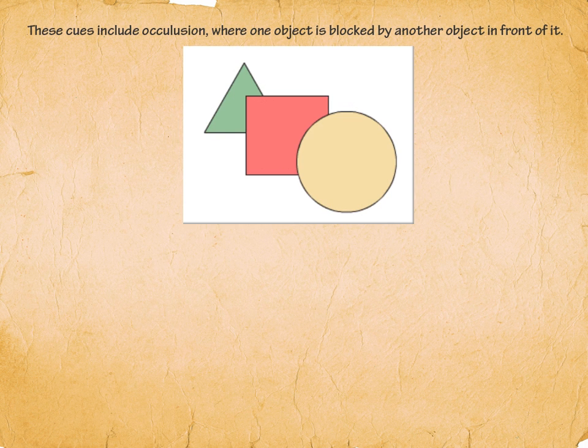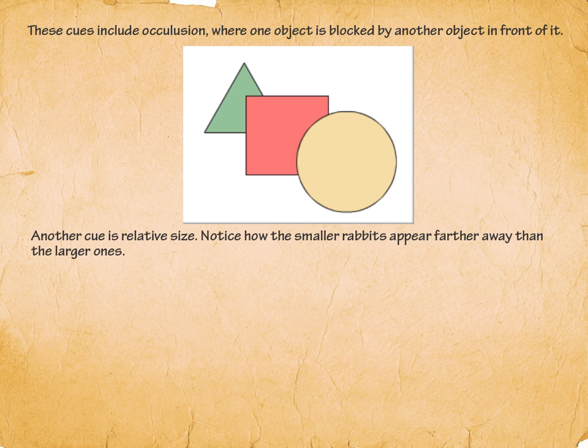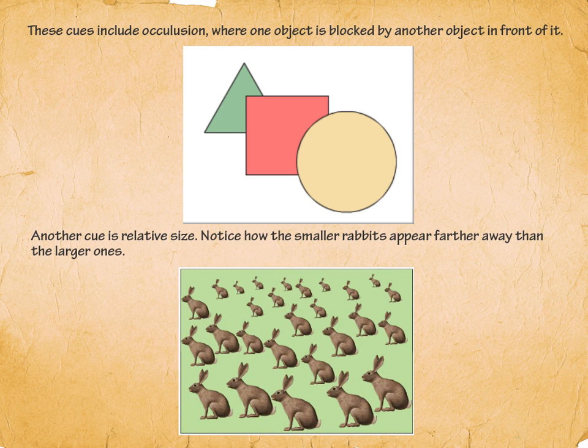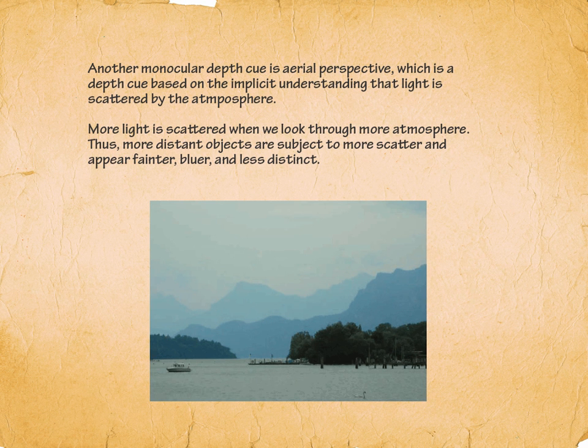These cues include occlusion, where one of the objects is blocked by another object in front of it. Another cue is relative size. Notice how the smaller rabbits appear farther away than the larger ones. Another monocular depth cue is aerial perspective, which is a depth cue based on the implicit understanding that light is scattered by the atmosphere. More light is scattered when we look through more atmosphere. Thus, more distant objects are subject to more scatter and appear fainter, bluer, and less distinct.